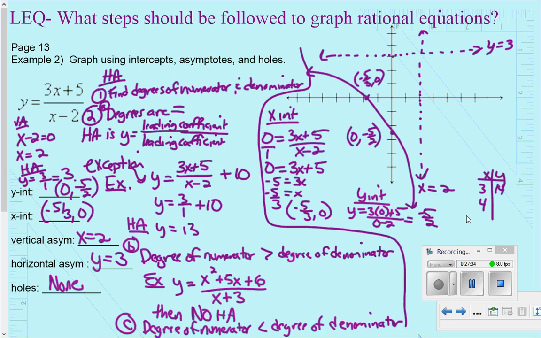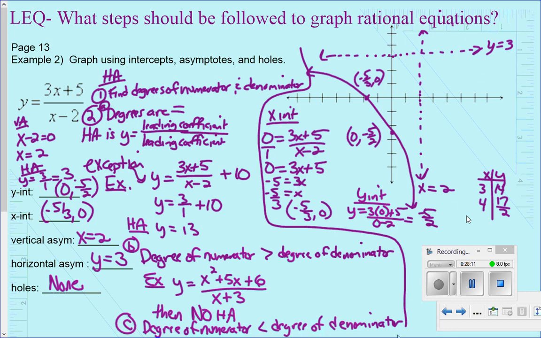And then 4, I'm going to, again, substitute in. So 4 minus 2 is 2, and 3 times 4 is 12 plus 5. 12 plus 5 is 17 over 2. Let's just double check that. So 4 minus 2 is 2. 3 times 4 is 12. 12 plus 5, 17. Yep. So 17/2 is, what, 8.5. So we're going to go to 4, 8.5. So 1, 2, 3, 4. That's 3. 8.5 is going to be a little bit lower than our 14 was.